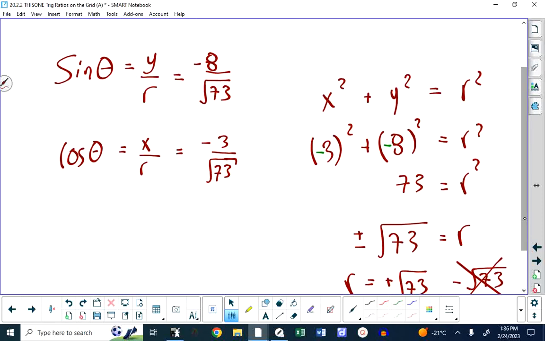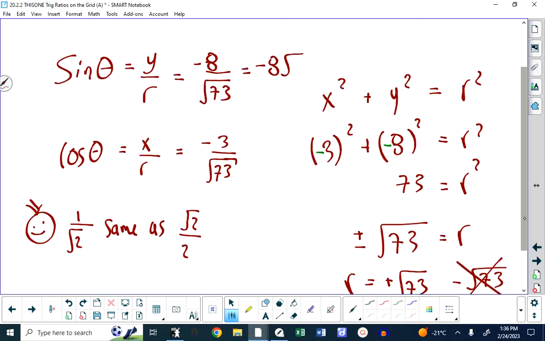Do you remember how I told you, and we've actually done this on the calculator, that 1 over root 2 is the same as root 2 over 2? And 1 over root 3 is the same as root 3 over 3. 1 over root p is the same as root p over p. Well, that means that I could write this as negative 8 root 73 over 73. The 1 over the root 73 can be written instead as root 73 over 73.